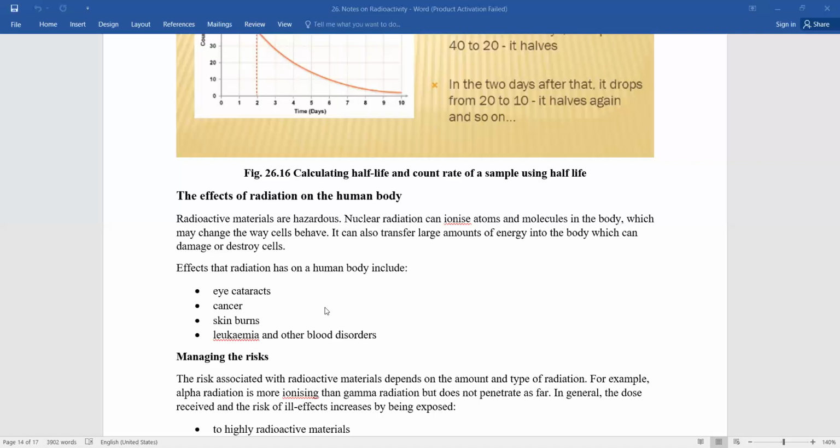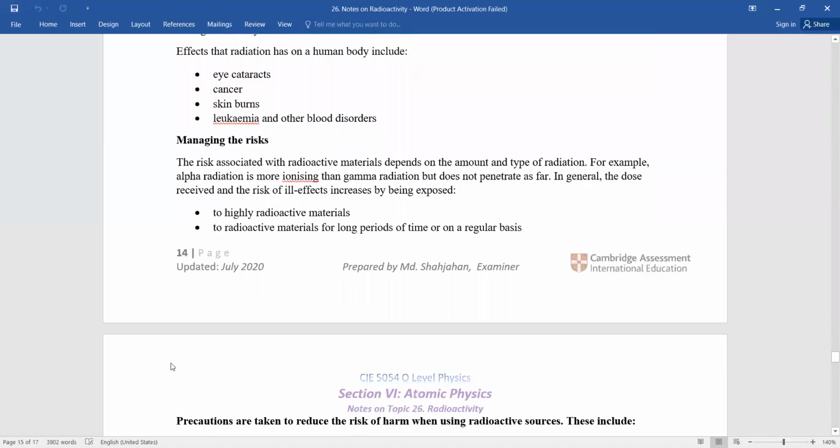Managing the risks. The risk associated with radioactive particles depends on the amount and type of radiation. For example, alpha radiation is more ionizing than gamma radiation but does not penetrate as far. In general, the dose received and the risk of ill effects increase by being exposed to highly radioactive materials, to radioactive materials for a long period of time or on a regular basis.